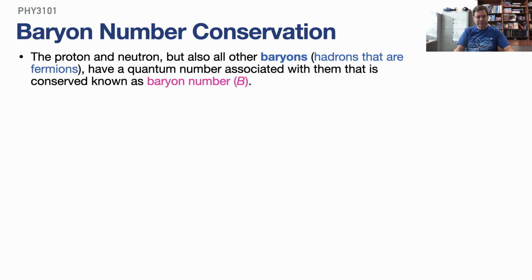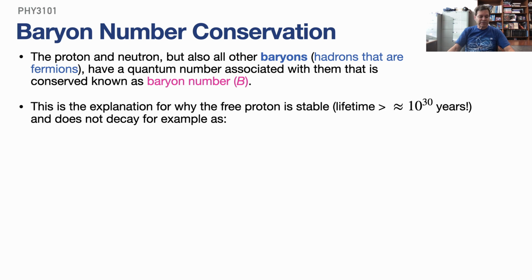Such baryons have a quantum number associated with them that is apparently conserved, and that is called the baryon number, which we'll label just B. And we've come to this conclusion because it's the only explanation we can come up with why the free proton is stable, which again is a good thing. Otherwise, all matter, all atoms, all nuclei are suspect. They could decay. But the universe has been here a long time, so the free proton apparently is stable, with the lifetime measured to exceed 10 to the 30th years from experiment.